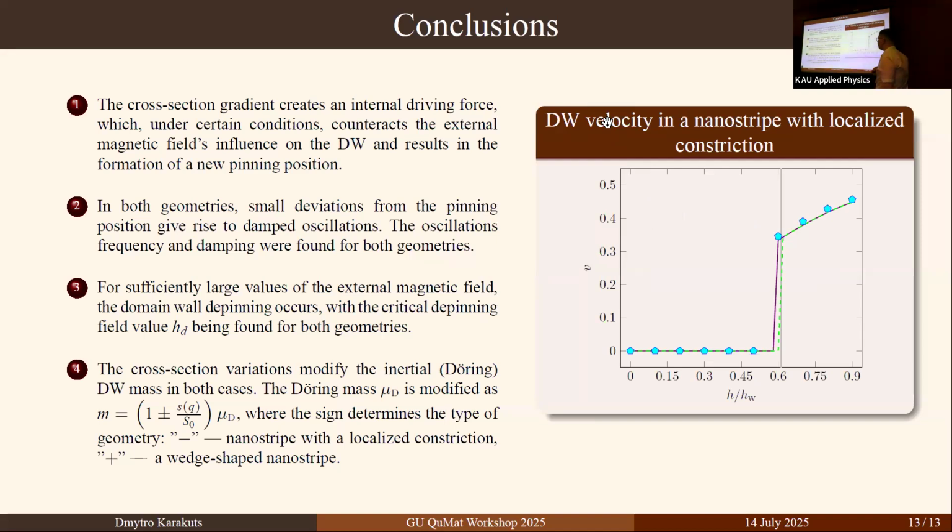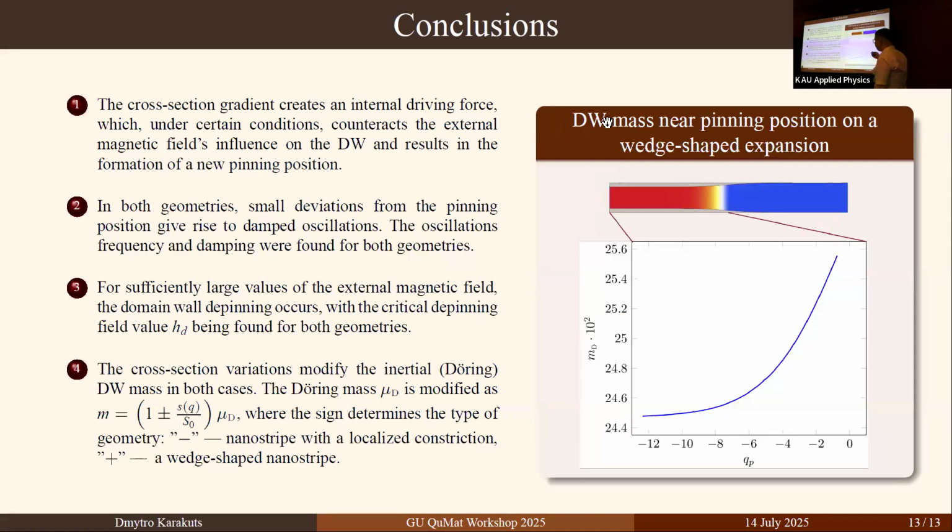For sufficiently large values of external field, in both cases, we get a domain wall depinning from its pinning position, and afterwards a motion with a high velocity. And finally, the cross-section variations in both cases modify the inertial domain wall mass. However, for the case with localized constrictions, domain wall mass is reduced in the constriction, while for the case of a wedge-shaped expansion, as shown here, domain wall mass is increased by an increase in cross-sectional area.